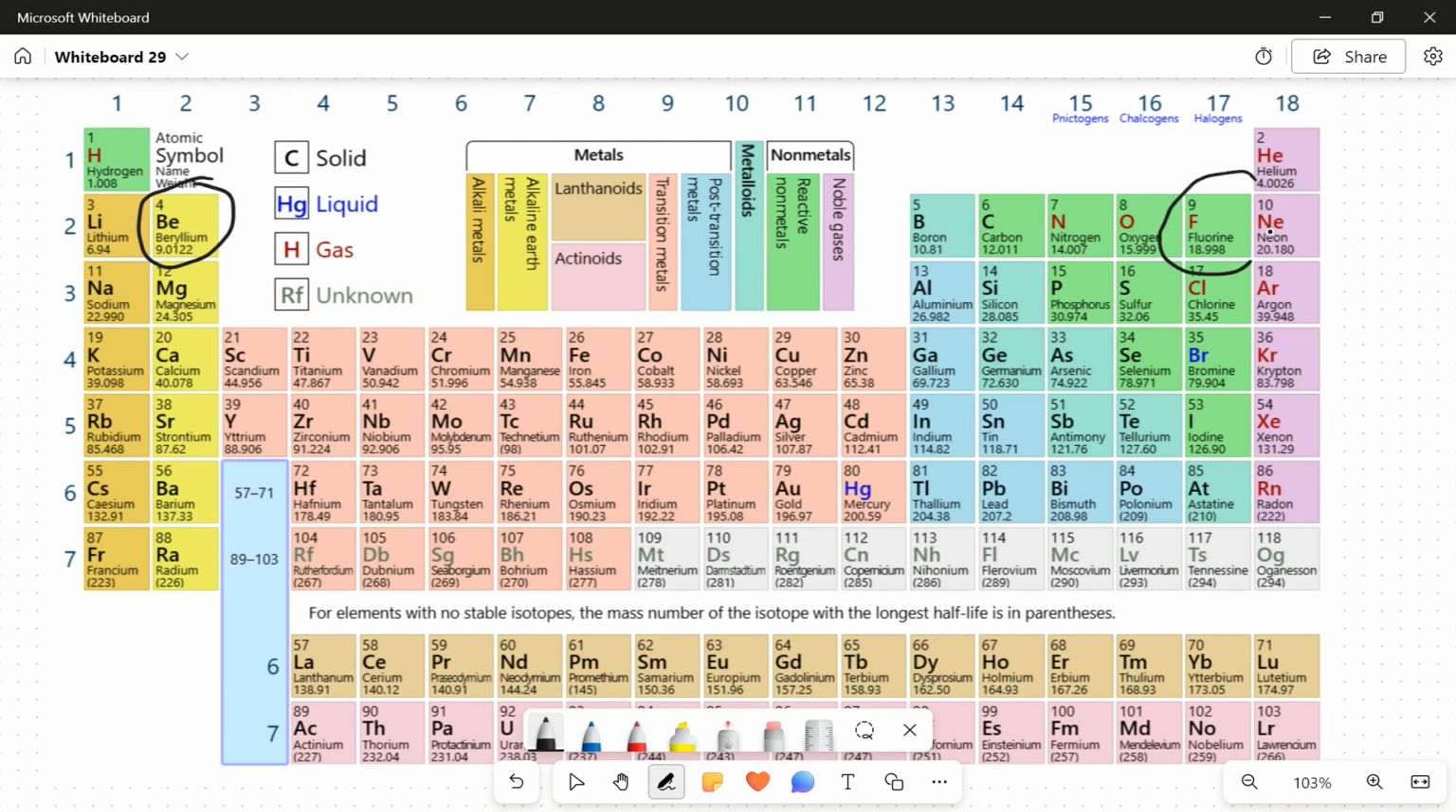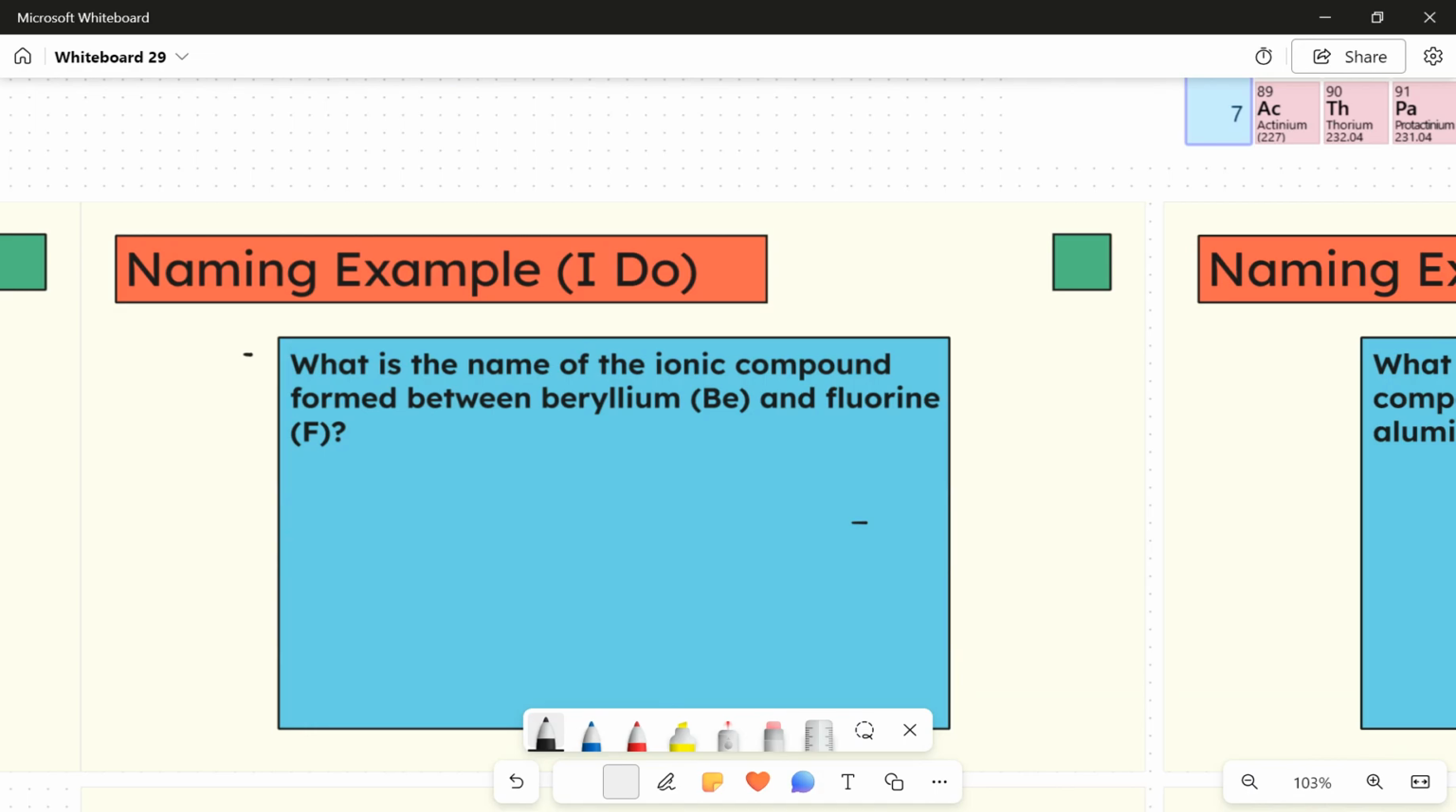I need to figure out which order to write these in. I'm going to use my left side rule. Beryllium is closer to the left of the periodic table than fluorine, so I'm going to write beryllium first. And I'm going to write it just the exact same way it appears on the periodic table. So the first part is beryllium.